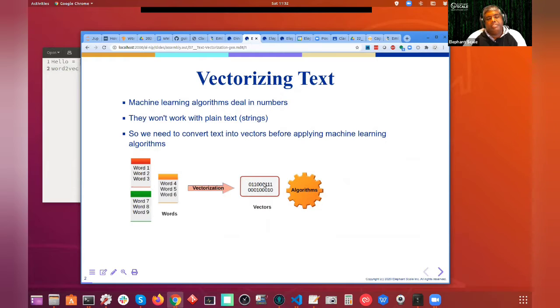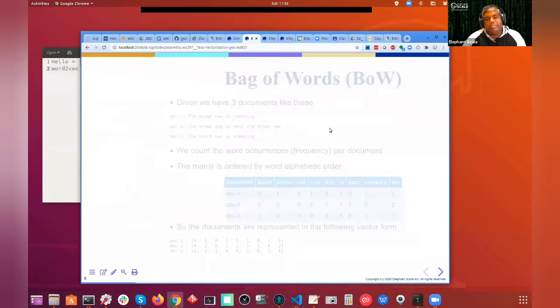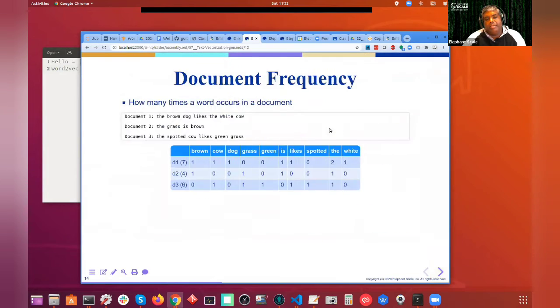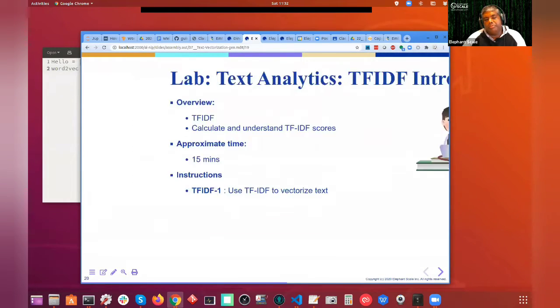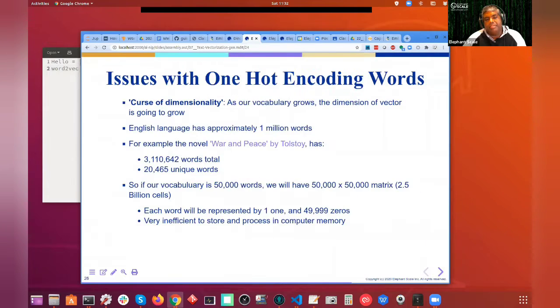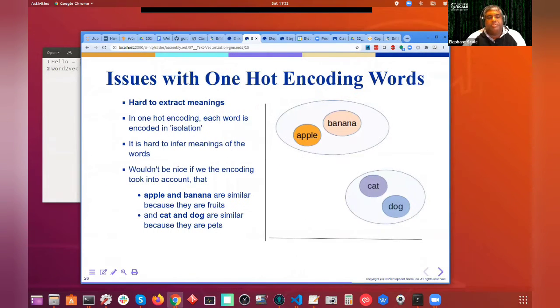When you vectorize words, we want to be smart about this. We want to capture the meaning as well. For example, let me show you guys this. Let's say I have the words apple and banana. In the vector space, I want apple and banana to be close together, because they're fruits. And with cats and dogs, we want them to be together too. And that's what you see in the embedding projector, right?